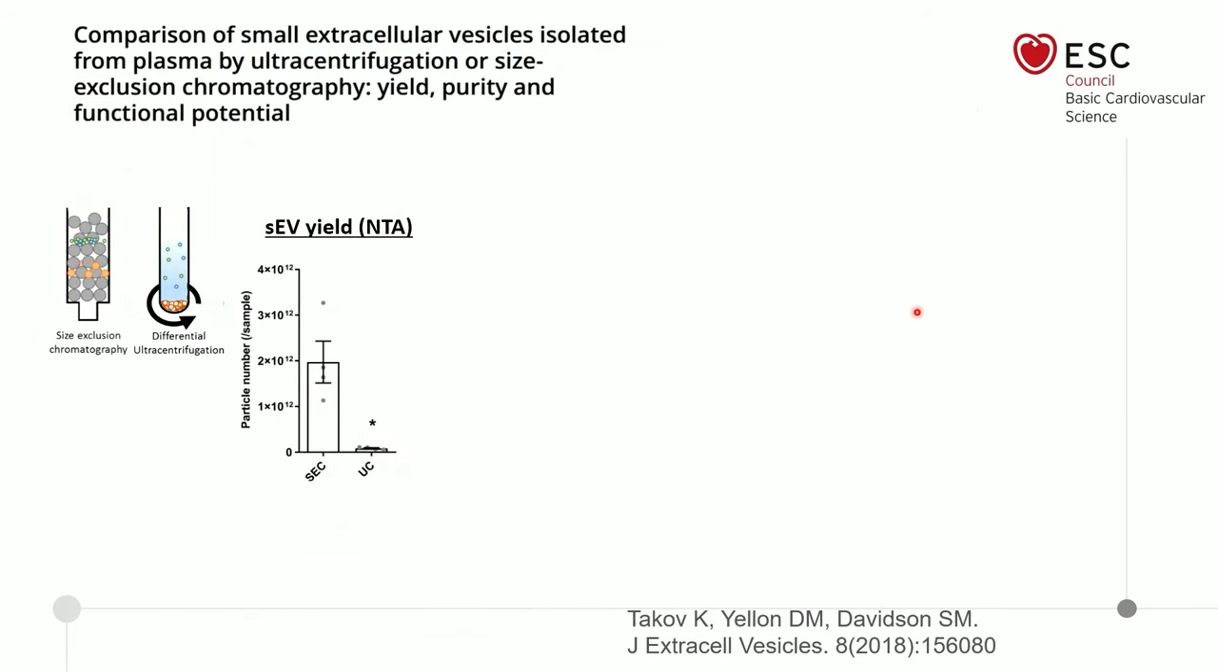So we actually looked at comparing these different methods. Like many people, as we get into the field, we realize we need to look at these methods and see, are we really isolating exosomes, and which is the best method. So we've compared isolation using size exclusion chromatography and differential ultracentrifugation. And initially, SEC looks very good. We get a very high number of particles, much more than the ultracentrifugation. Great, we've got a very high yield.